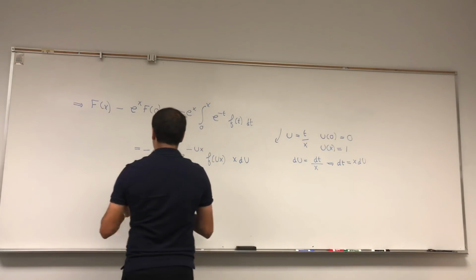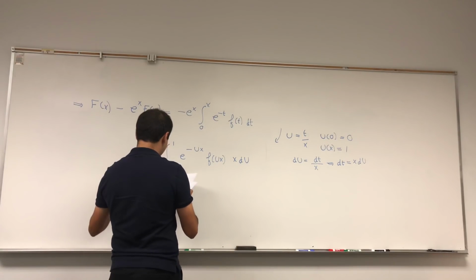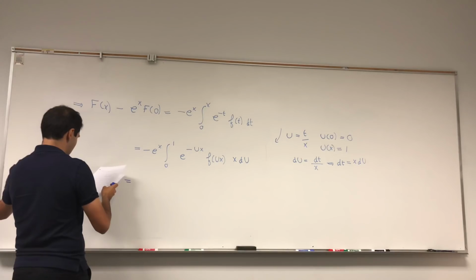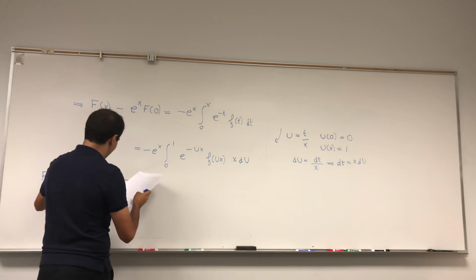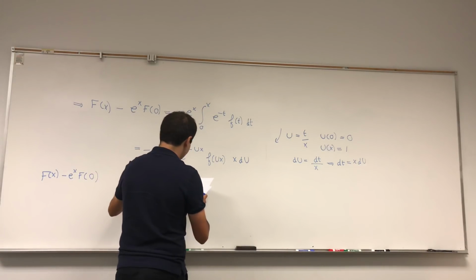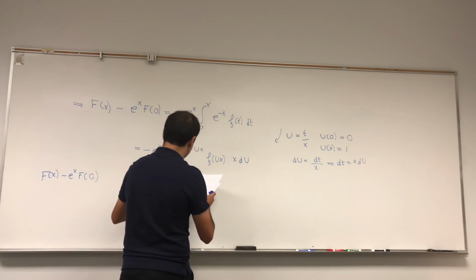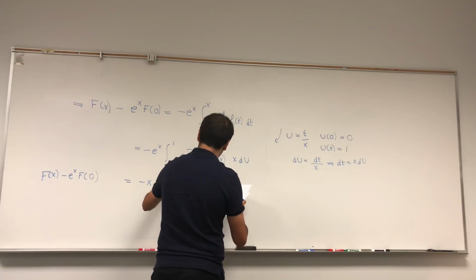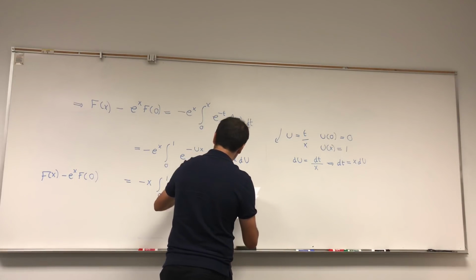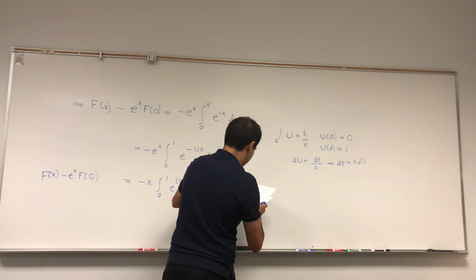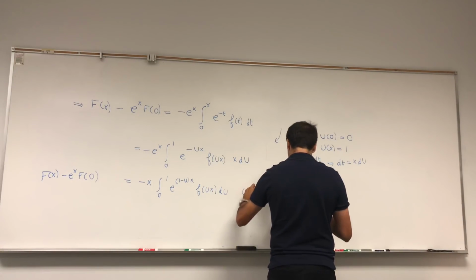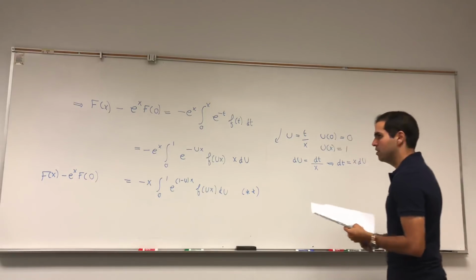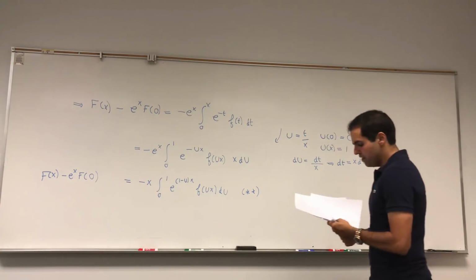Okay. And we're left with, I guess, f(x) minus e^x f(0) equals minus x, integral from 0 to 1, e^{(1-u)x} f(ux) du. Let's call this double star. Good, that's very good.